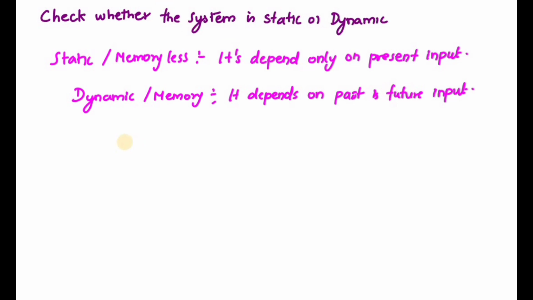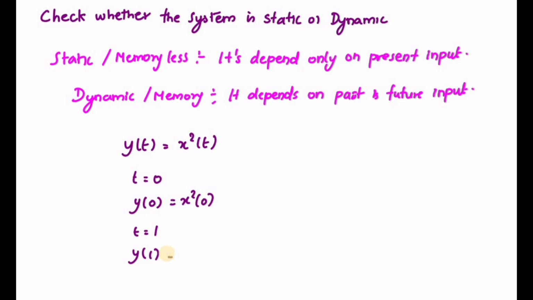So let us consider y of t is equal to x square of t. This is my first problem. If I substitute t is equal to 0, I'll get y of 0 is equal to x square of 0. If I substitute t is equal to 1, I'll get y of 1 is equal to x square of 1. So if you refer to the present value, a present input is going to a present output. For this one, you don't require any memory. Therefore, it is a static system.